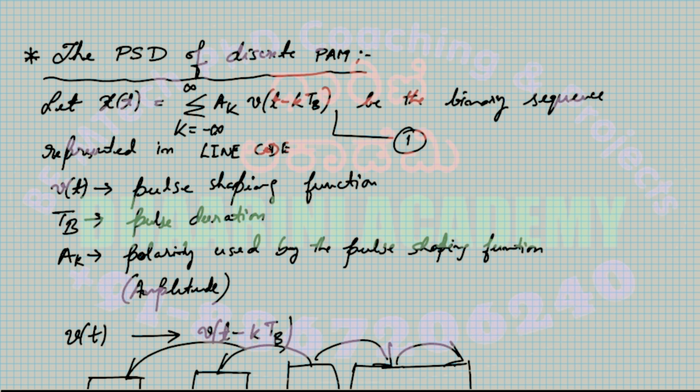That actually takes care of the complete movement of your v, that is the pulse shaping function, all the way from minus infinity to plus infinity, indicating that wherever it is needed. You may not shift all the way from minus infinity to plus infinity, but wherever it is required. So that's what the variation in k refers to. You see amplitude multiplied by this pulse shaping function or shifted pulse shaping functions gives you the complete representation of the binary sequence.